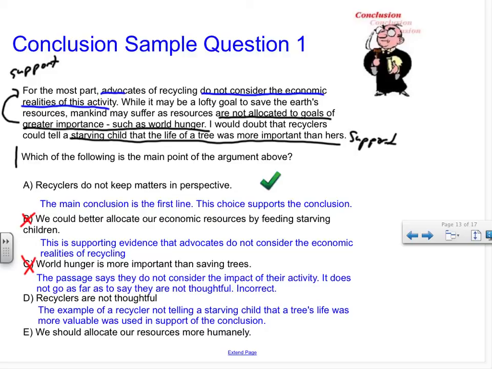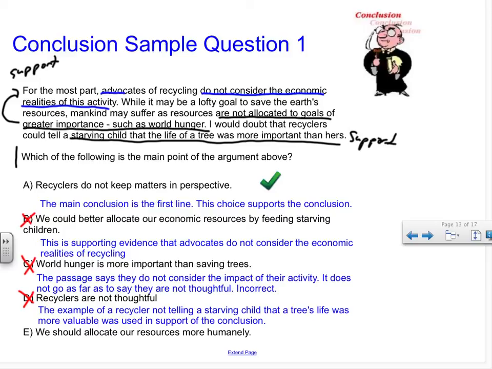Recyclers are not thoughtful. The passage, I don't believe it goes so far as to say that recyclers are not thoughtful. Perhaps that their recycling activities do not consider other more important goals, but I don't believe that the passage would go so far as to say they're not thoughtful. I would consider that extreme language. So I would get rid of D. D is too extreme for this passage.